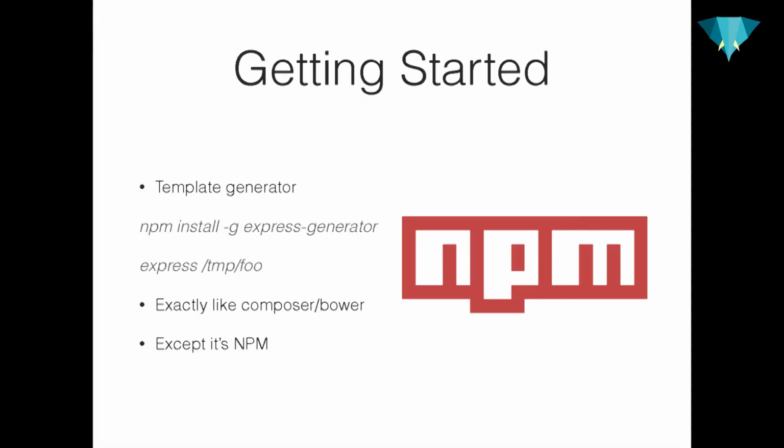So here is how you get started with Express. So npm install, npm is yet another package manager, and then you just output Express to a directory, and it'll generate you a really nice, simple template. In case you're wondering, npm is more or less exactly the same as Composer. They all have little JSON files that you edit, and it uses semantic versioning everything. The only difference is its name's npm.